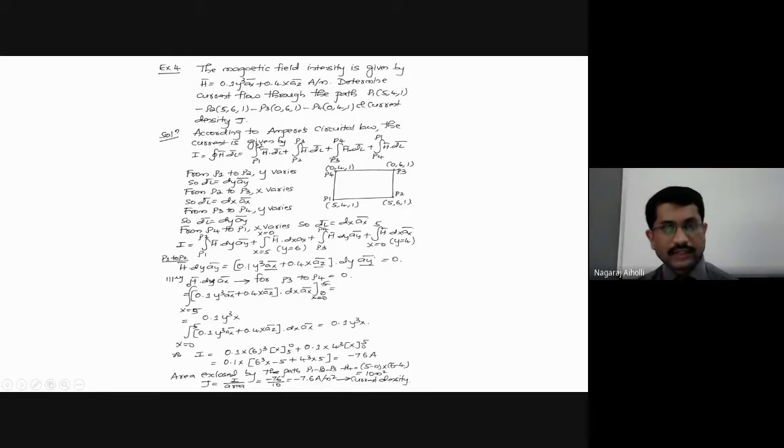First they are asking to determine the current flow through the path and the current density J bar. Current density J bar is given by I by area, that is current per unit area. Whatever current you have found out, divided by area, that gives the value of the current density.